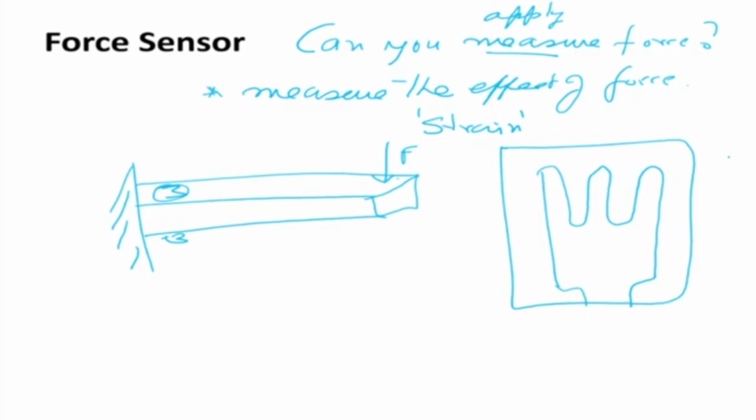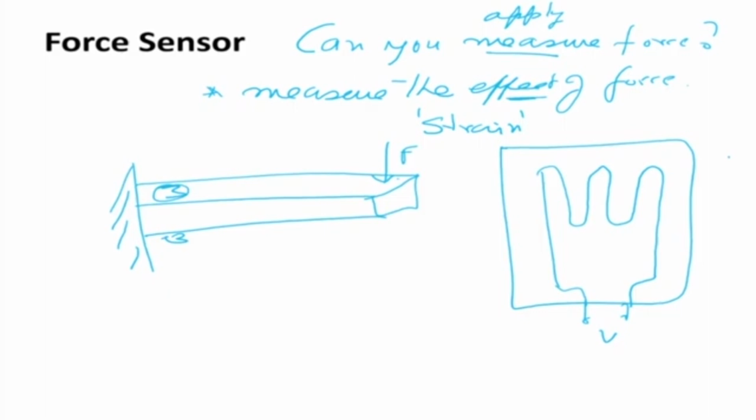Their resistance will change. So if the resistance changes, you can measure this voltage in and voltage out. There is a voltage which is being given. You can measure the change in the voltage and then figure out what is the force that is being applied. So we are not measuring the force directly, we are measuring the effect of force.